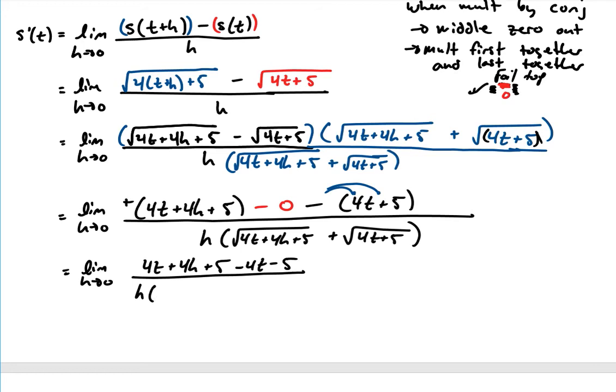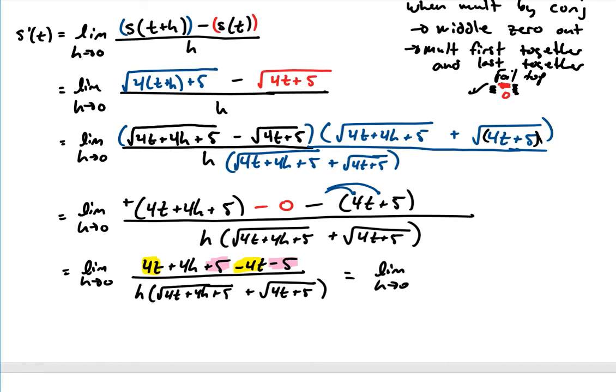Like that. And then in the denominator, I still have the same old thing. So 4t plus 4h plus 5 under square root plus the square root of 4t plus 5 under square root. And then now I'm looking at it, and from previous problems, we probably know the pattern. We could see, oh, 4t minus 4t is 0. And then our positive 5 minus 5 is also 0. So we're left with only an h term, and that's what should happen.